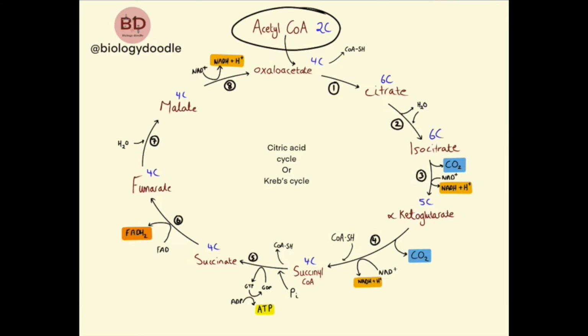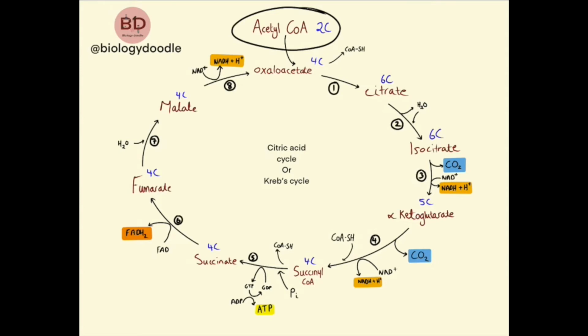producing citrate. Step 2, citrate is converted to its isomer, isocitrate, by removal of one water molecule and addition of another. Step 3, isocitrate is oxidized, reducing NAD+ to NADH. Then the resulting compound loses a carbon dioxide molecule.